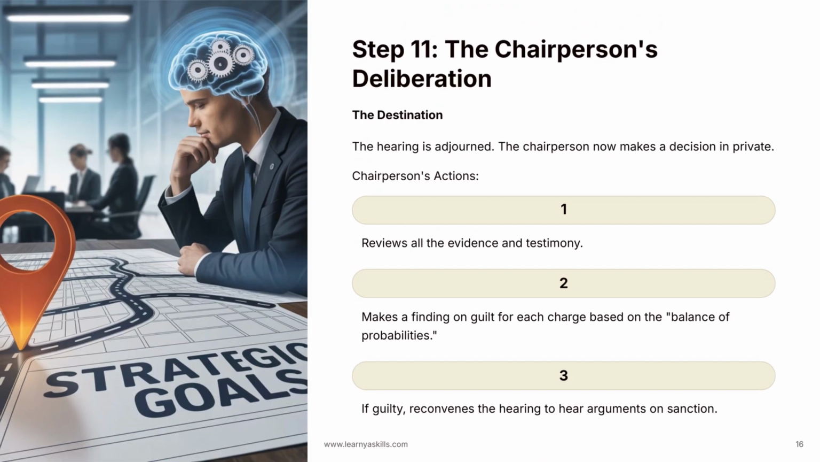We have arrived at our destination. At step 11, the hearing is adjourned, and the chairperson begins their deliberation in private. They will review all the notes, testimony, and evidence. Their first job is to make a finding on your guilt or innocence for each charge, based on the balance of probabilities. If the finding is not guilty, the process ends. If the finding is guilty, the chairperson must reconvene the hearing for one final, crucial step.